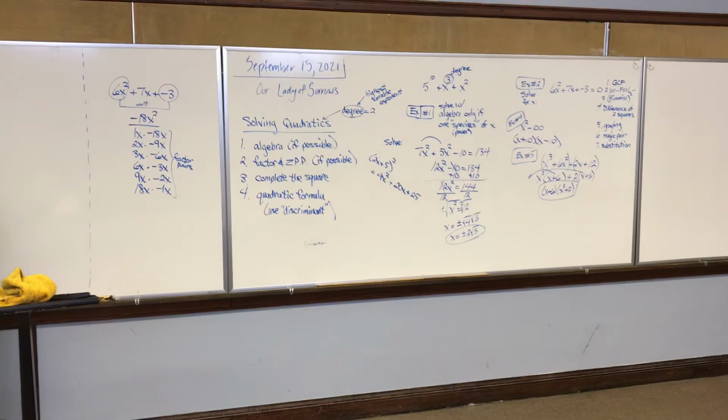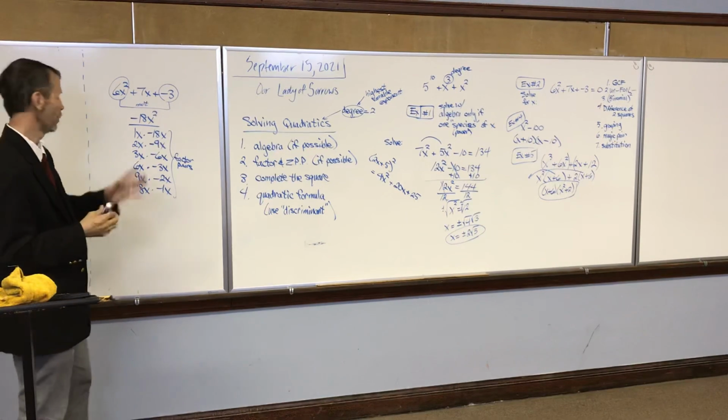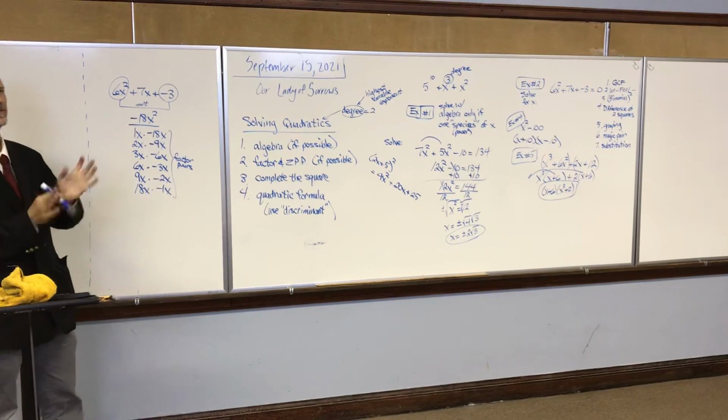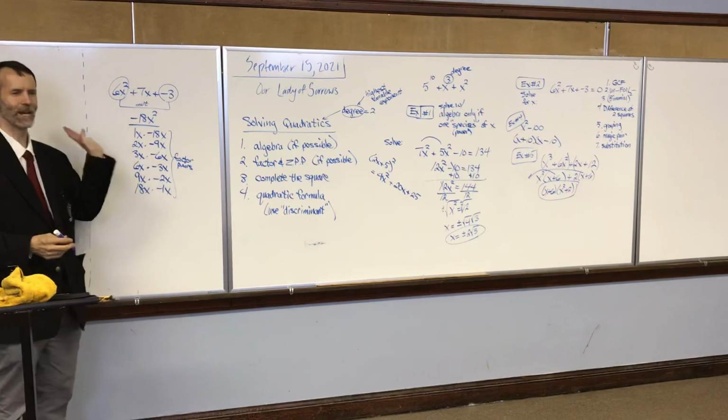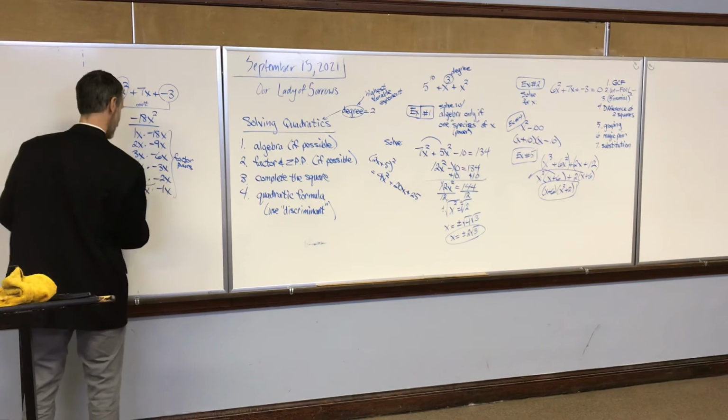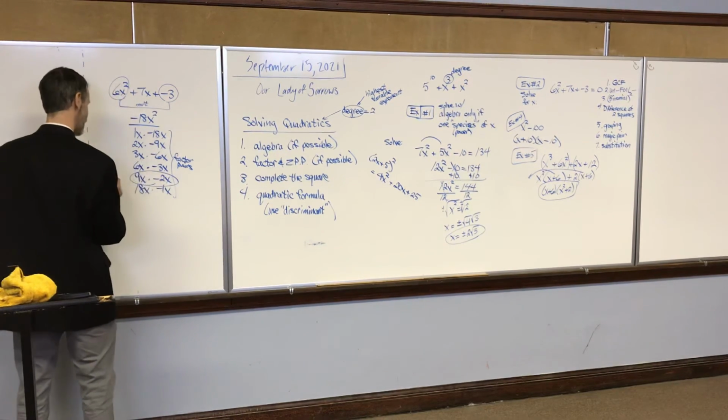What am I looking for? Whichever pair adds up to the middle term, 7x. It's a little like unfoiling in that way. Do any of these actually add up to 7x? 9x and negative 2x, the one near the bottom here. This is what we call the magic pair.